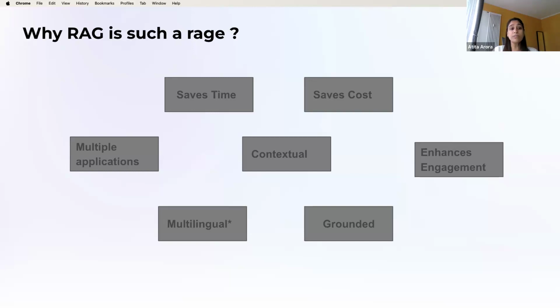It's also multilingual because the embedding models that are coming right now are multilingual. So that basically breaks the barrier of the languages. And obviously they're very grounded, provided they've been tested correctly.